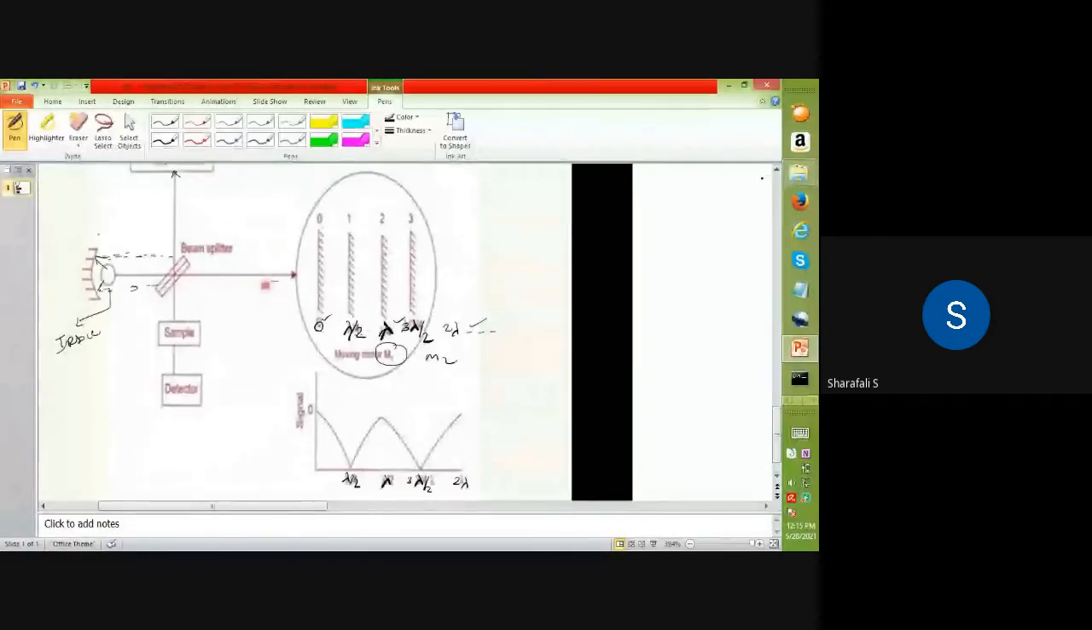So for constructive interference, we need n lambda. It can be 0 also. And for destructive interference, we need a path difference of n lambda by 2.